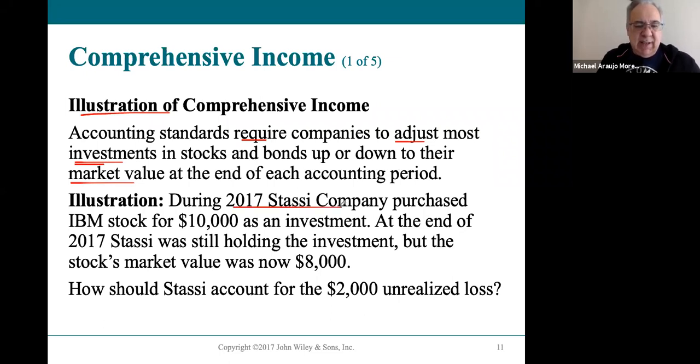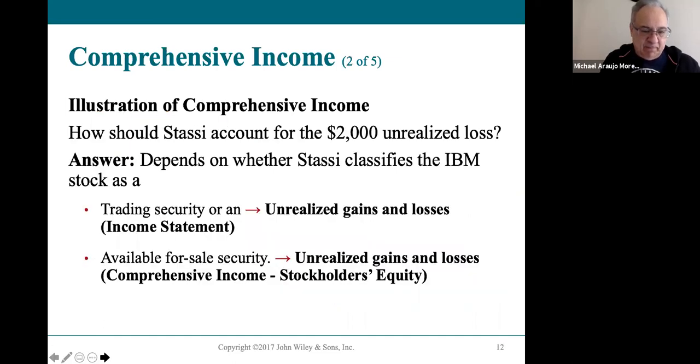During 2017, Stasi Company had purchased IBM stock for $10,000 as an investment. So it's sitting as a long-term investment. At the end of 2017, IBM stock is only $8,000 value. So what they have to do is report a $2,000 unrealized loss. They haven't sold the stock, they still own it, but the value has changed. So they have to report a $2,000 unrealized loss on their comprehensive income statement.